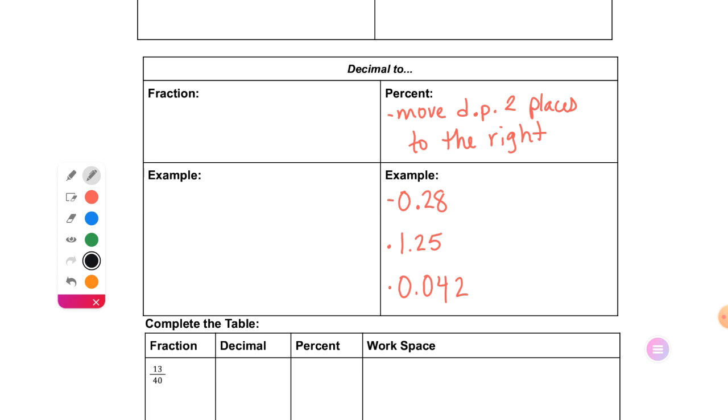Okay, so on all of these, all we do is move the decimal 2 places to the right if I'm going from a decimal to a percent. So I'm just going to show this on all of them. Then I have to write down what I see. Hannah, what do you think 0.28 is as a percent?